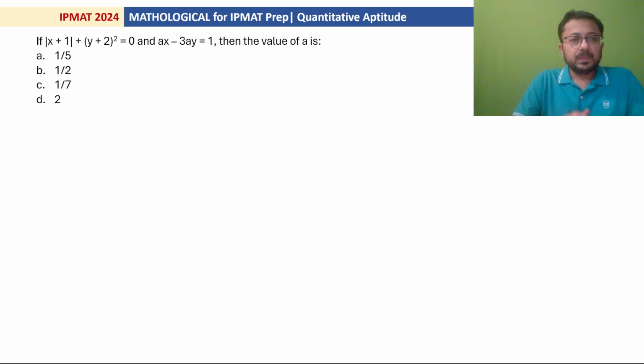Next question. If mod of x plus 1 plus y plus 2 whole square is equal to 0 and ax minus 3ay is equal to 1, then what will be the value of a? Now here there are two variables, x and y, in the first equation as well as in the second equation, and modulus of x plus 1 plus y plus 2 whole square is given as equal to 0. Now whether it is modulus of x, modulus of x plus 1, modulus of x plus 10, any value, any modulus is always greater than or equal to 0.